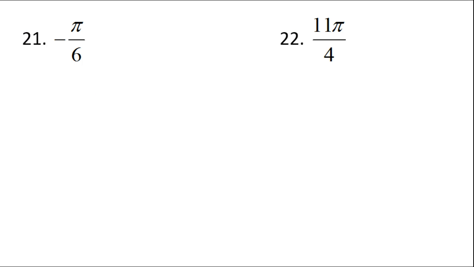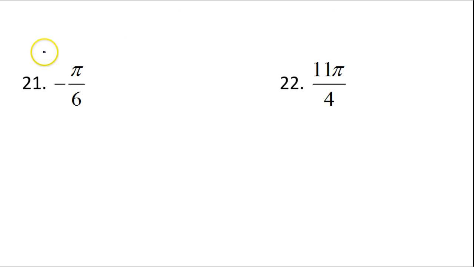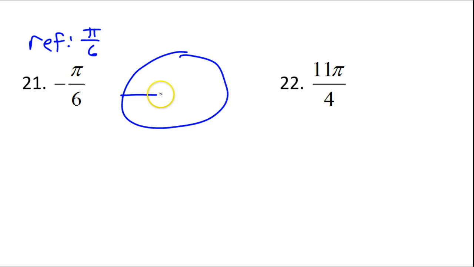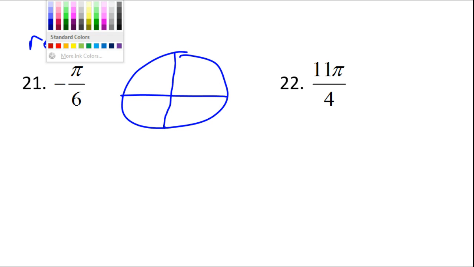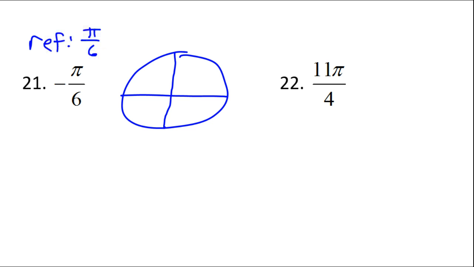Alright, I'm going to try to do these last ones much faster now that I've done several examples. So, we know the reference angle is obviously pi over 6. So focus your eyeballs on that. A quick sketch, because we're talking pi over 6's, let's sketch some of those. Okay, so pi over 6's look like this.